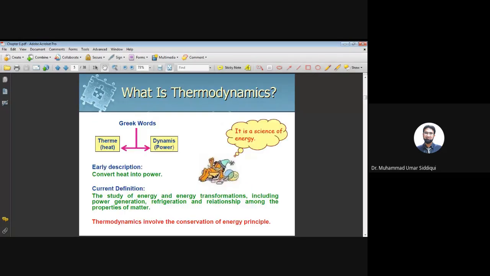Okay, what is thermodynamics? Thermodynamics comes from the Greek words: therm means heat, dynamics means power. The main objective is to use heat energy and convert it into useful power. This is something I explained to you in detail in the introduction of the course. The current definition of thermodynamics is the study of energy and energy transformations, including power generation, refrigeration, and relationships among the properties of matter. I'm not going to ask you the definition, but you can go through it.